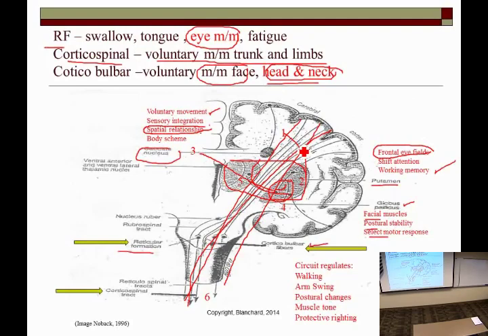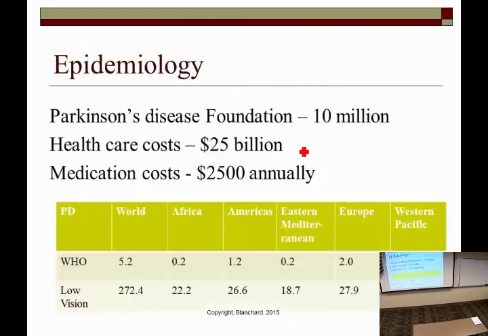Vision and head movement is needed for motor control and postural control. Okay. If you look at the epidemiology, the Parkinson's Disease Foundation says there are about 10 million people in the world living with Parkinson's disease, although WHO says there are about 5.2 million. So depending on what website you go to and look at the statistics, it's a little bit different. I thought it was interesting as well that low vision in the world makes up 272 million people.